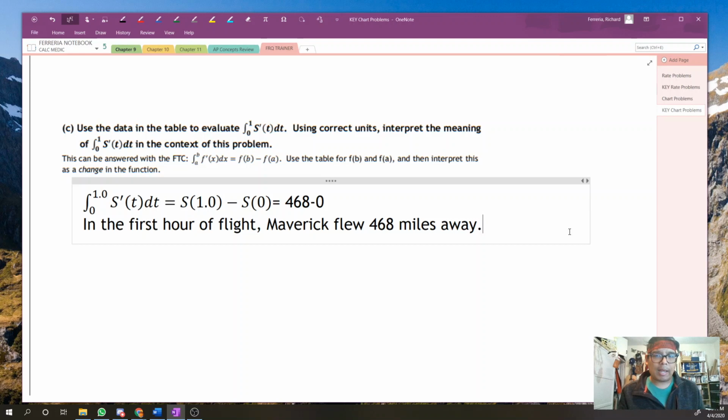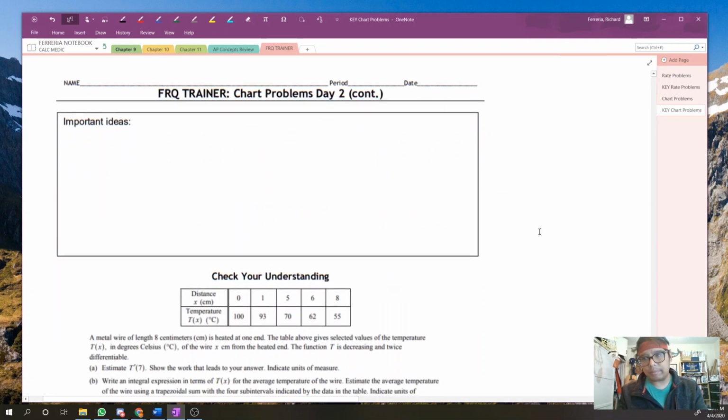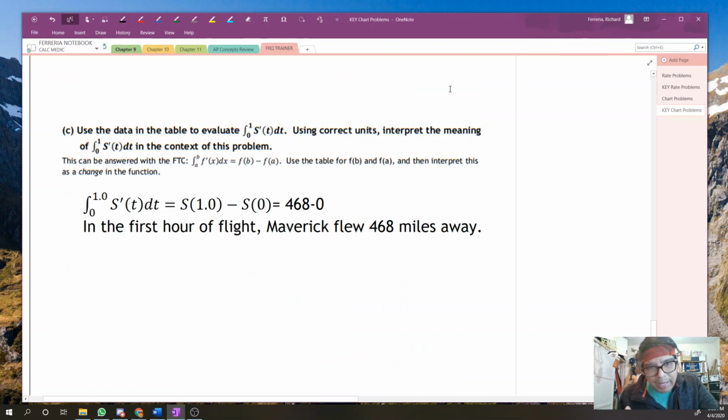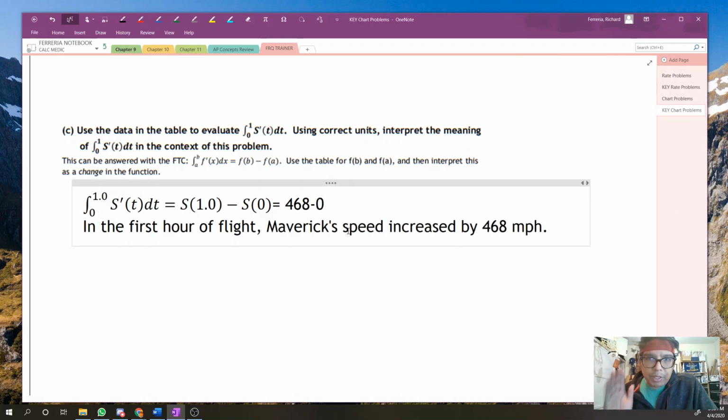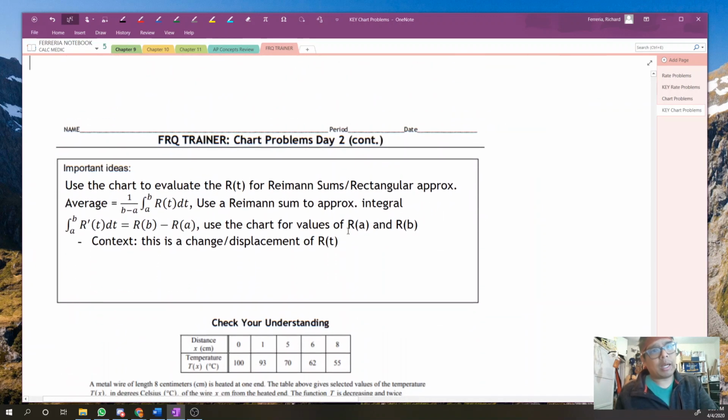Let's go ahead and get to the important ideas. Actually, I'm looking at this, and this is kind of wrong. Isn't s speed? So what this really should say is Maverick's speed increases by 468 miles per hour. Wow, I almost had to redo this whole video again. Wouldn't that have been embarrassing? Okay, back to those important ideas we were talking about.